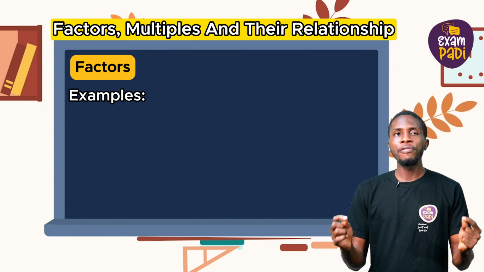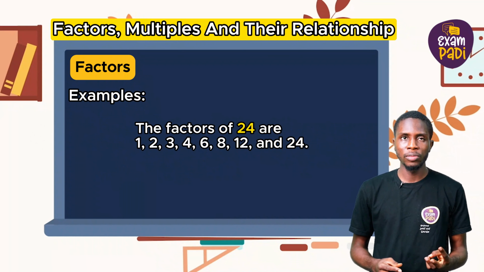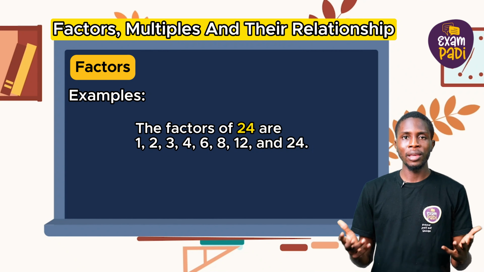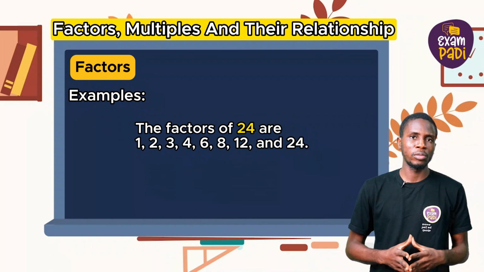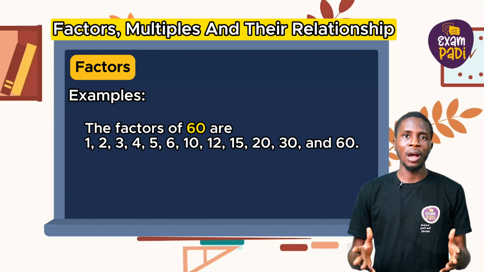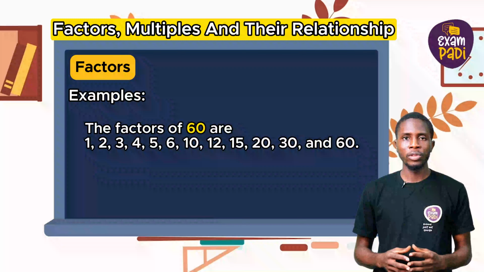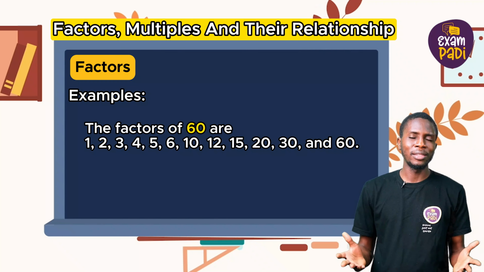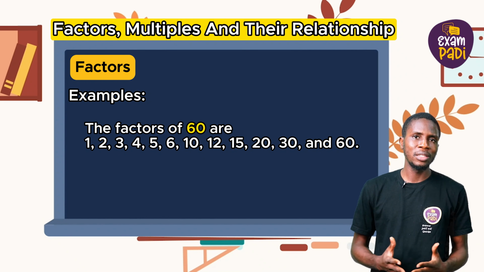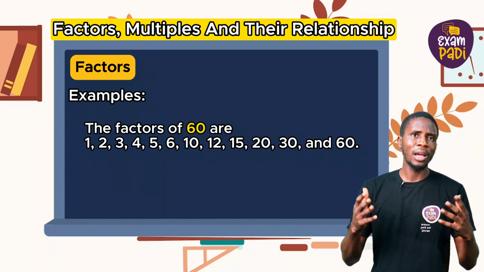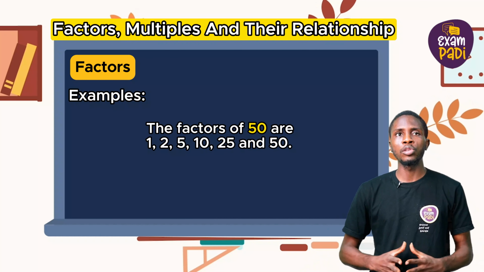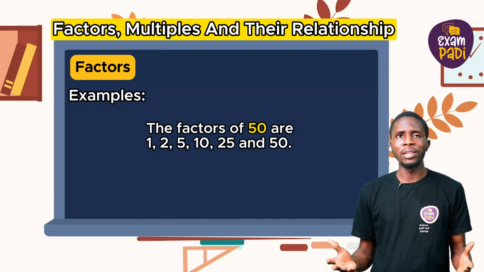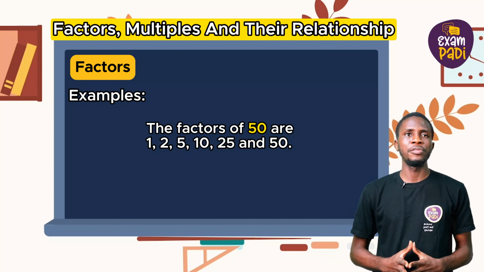Examples: the factors of 24 are 1, 2, 3, 4, 6, 8, 12, and 24. The factors of 60 are 1, 2, 3, 4, 5, 6, 10, 12, 15, 20, 30, and 60. While the factors of 50 are 1, 2, 5, 10, 25, and 50.